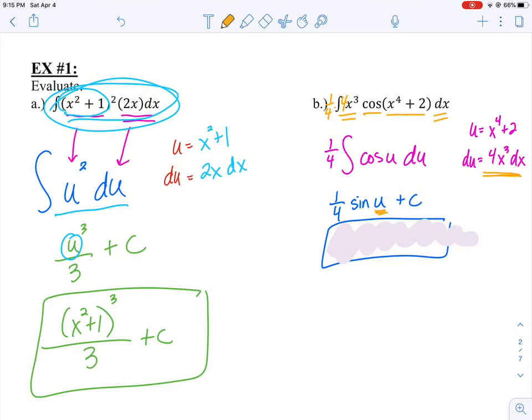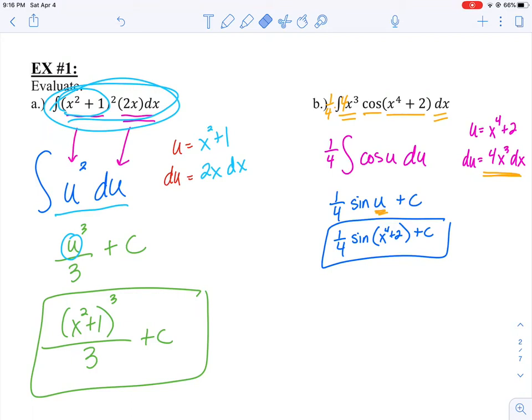So the very last step is we need to back substitute. So what did we call u in the first place? Well, we called u the x to the fourth plus 2. So let's finalize our answer and get an antiderivative of 1/4 sine of x to the fourth plus 2, plus c.